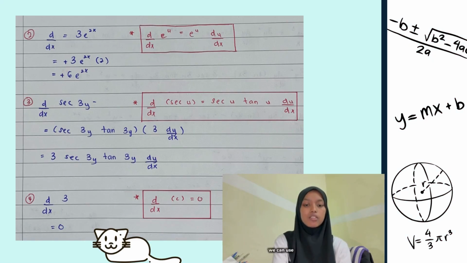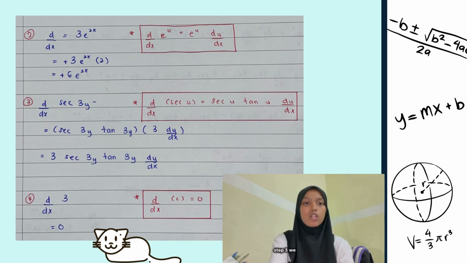For step 2, we can use the formula e to the u multiplied with du over dx. So from this, 3e to the power 2x, if we differentiate it, it will become 3e to the power 2x multiplied with 2. So the final answer is 6e to the power 2x.